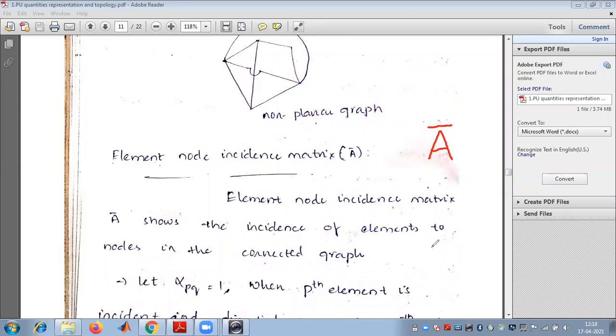Now what is incidence? Please find out the definition of incidence. What do you mean by incidence in the node incidence matrix? Before going to that, first of all, please make a note that these are very, very important. Definitions are sometimes directly asked.